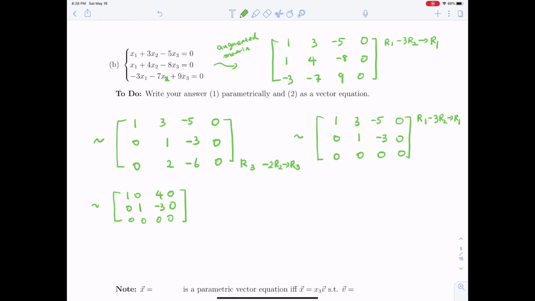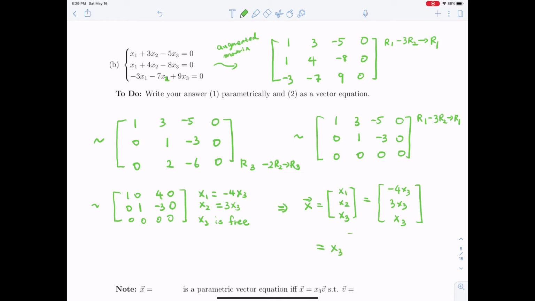Okay, so from here, we can tell that x3 is a free variable, and x2 equals 3 times x3, and x1 equals -4 times x3. So this tells us that the solution vector x that consists of x1, x2, and x3 can be written as [-4x3, 3x3, x3]. And we can certainly factor out x3, which gives you x3 times [-4, 3, 1].